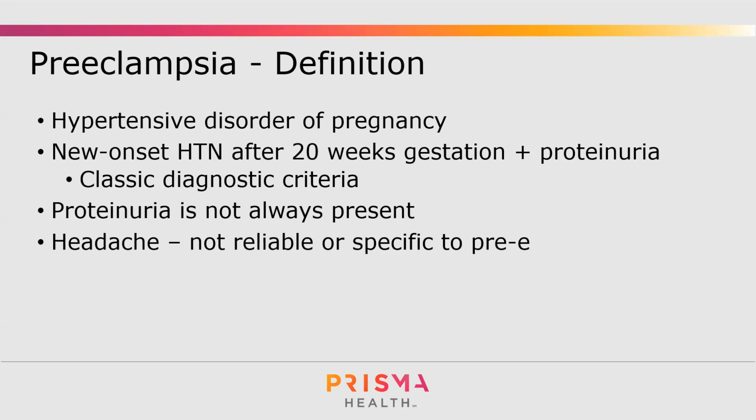Preeclampsia is a hypertensive disorder of pregnancy. And like I said, there's a spectrum, and it's specifically defined as new onset high blood pressure or hypertension after 20 weeks gestation, in addition to proteinuria. Now, I wrote that that's the classic diagnostic criteria because it doesn't always work that way. Some patients develop preeclampsia and they never get proteinuria.